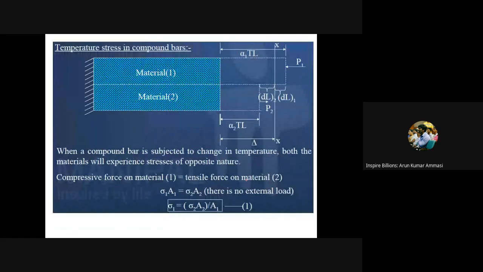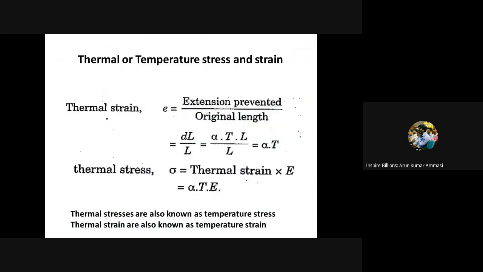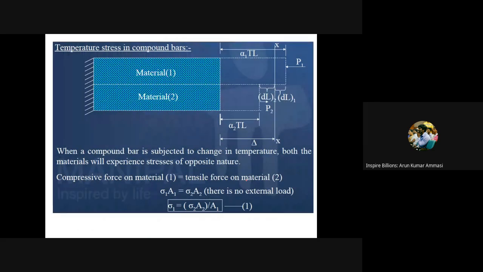So these tutorial problems will also give an idea of how to evaluate the stresses in two different materials. In this case, you could see there is material one and material two, let's say steel and copper, assembled together as a single assembly, right? And when there is a temperature increase, both the materials are not expected to behave the same under the action of temperature.